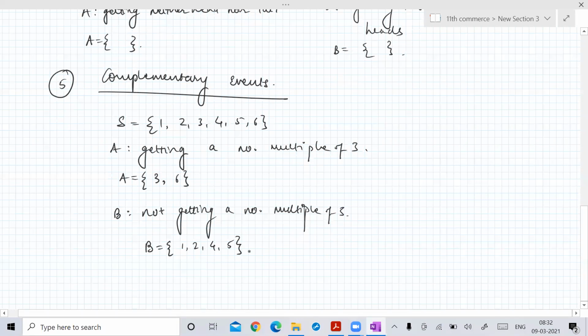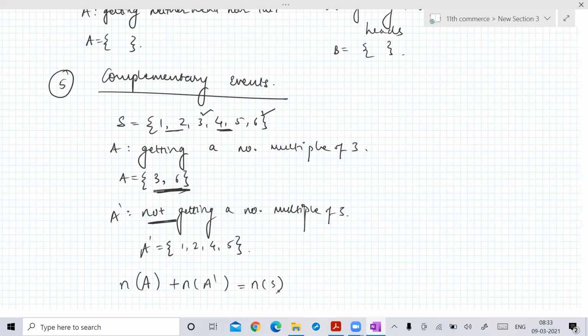क्या समझ में आ रहा है? ये गेटिंग मल्टीपल ऑफ 3 और ये नॉट गेटिंग मल्टीपल ऑफ 3. तो इसको अपन बोलते हैं कॉम्प्लीमेंट्री इवेंट, है ना. मतलब 3 एंड 6 को छोड़ के ये जो नंबर्स है वो यहाँ पे प्रेजेंट है. कॉम्प्लीमेंट्री इवेंट. तो अगर कॉम्प्लीमेंट्री इवेंट के बारे में देखोगे तो n of A plus n of A dash is equal to n of S, है ना. तो इसको अपन बोलते हैं कॉम्प्लीमेंट्री इवेंट.